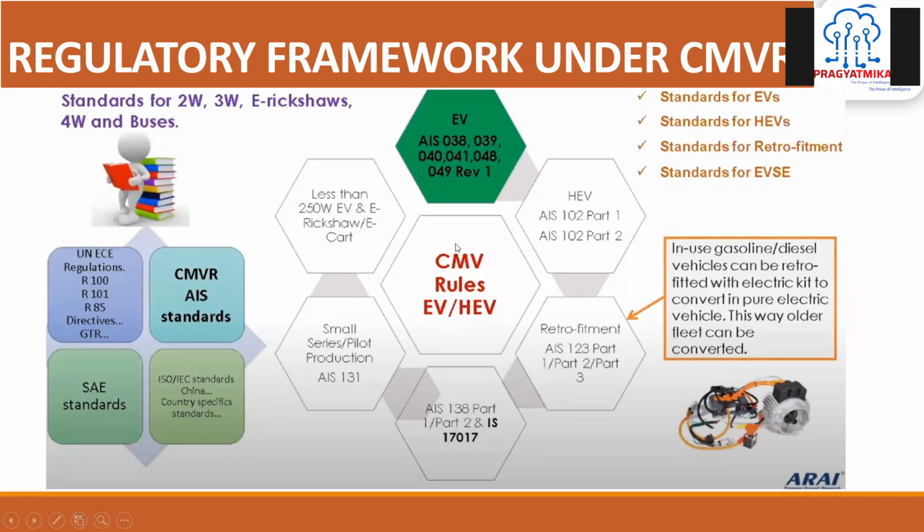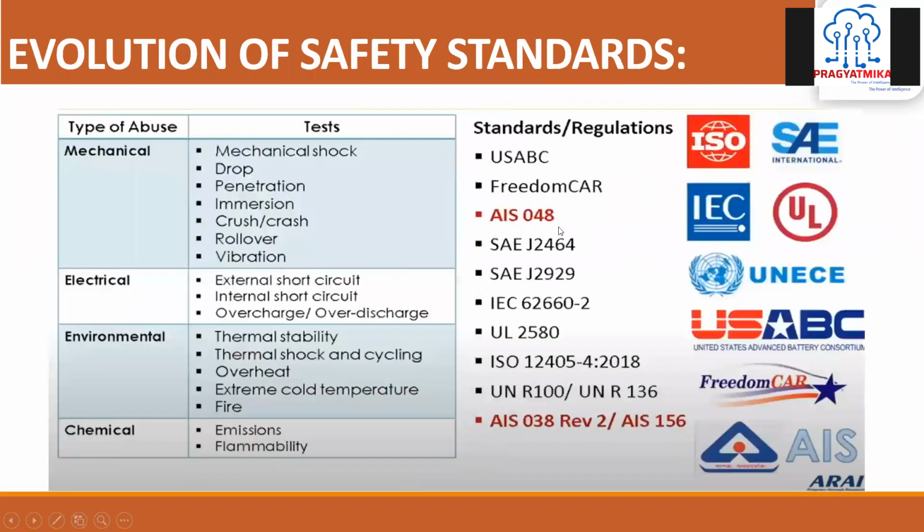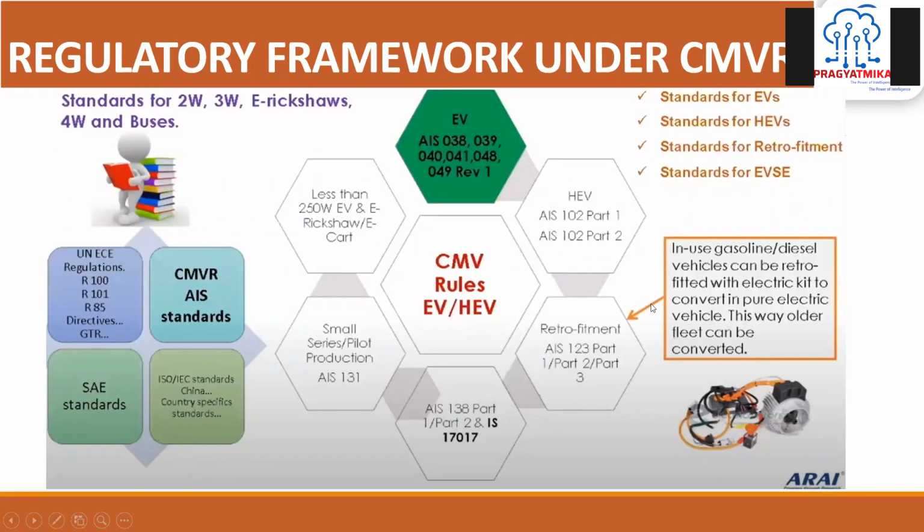So specifically the green diamond that you see is there for the electric vehicles specifically. So we have this AIS 038 revision 1 and revision 2, AIS 048. And there is a new regulation, AIS 156, which takes vehicles as a complete system. So these are the standards that are followed. There are multiple standards for the electric vehicles, for the HEVs, for the retrofitted vehicles, like where there is an IC engine vehicle and you are retrofitting it. But specifically for the battery, these are the standards that we follow.